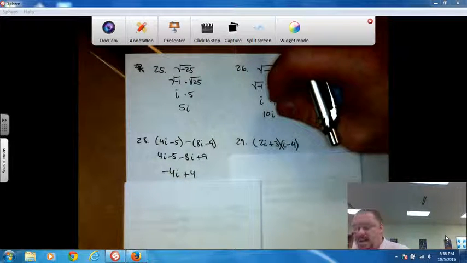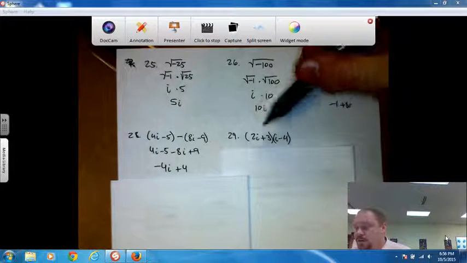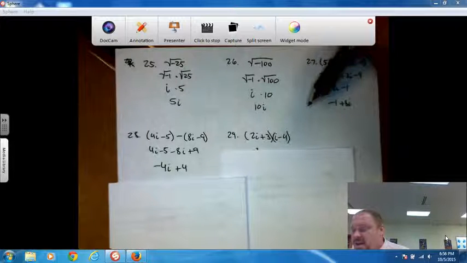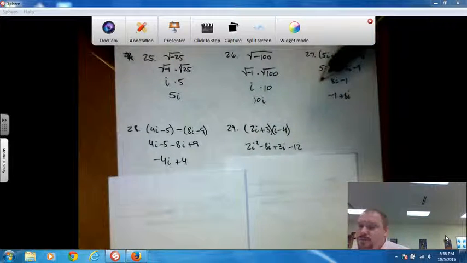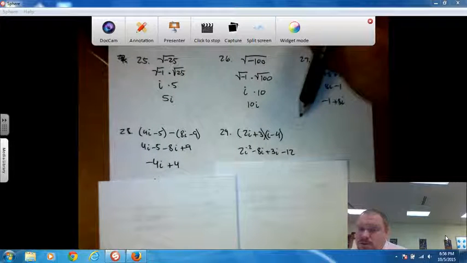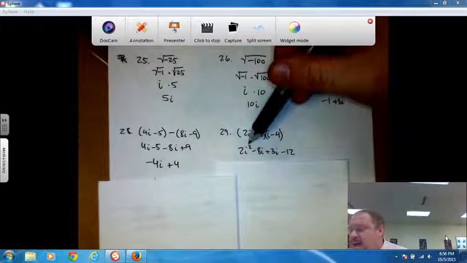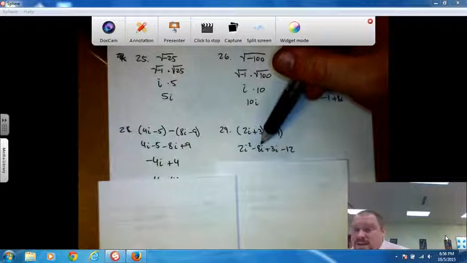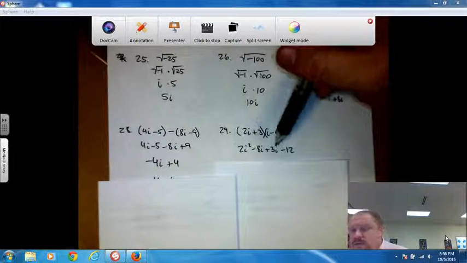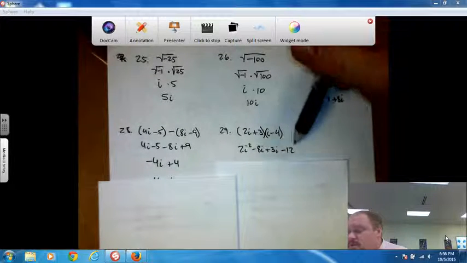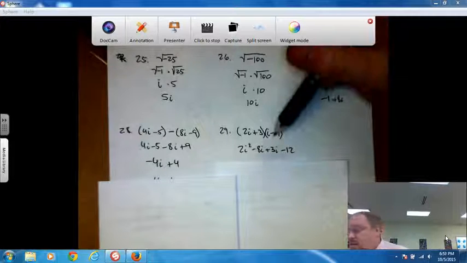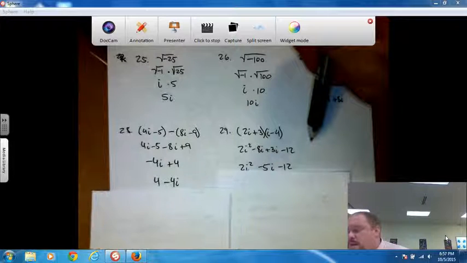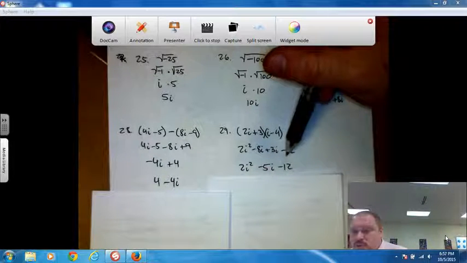Number 29. Okay, we are being asked to multiply. So we have 2i plus 3 times i minus 4. So you could FOIL or box it, whatever you so choose. I chose to FOIL it. So 2i times i is 2i squared. 2i times negative 4 is negative 8i. 3 times i is 3i. 3 times negative 4 is negative 12. Combine the middle there. We get 2i squared minus 5i minus 12.